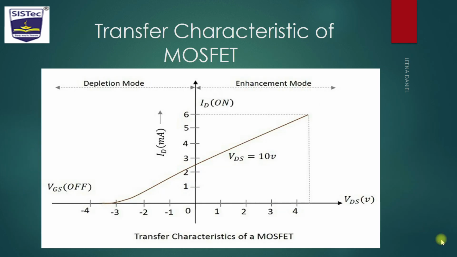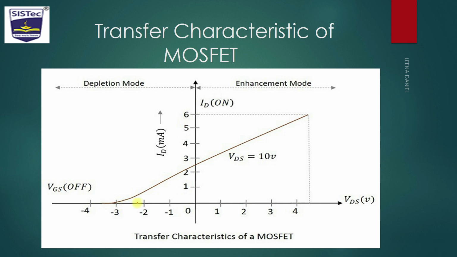Let's see its characteristic. This is the characteristic which shows the variation of drain current ID as a function of gate source voltage VGS. It shows the N-channel MOSFET characteristic. Here VGST is the threshold voltage, the voltage at which the MOSFET gets turned on. So that voltage is known as the threshold voltage, after which the MOSFET gets turned on.